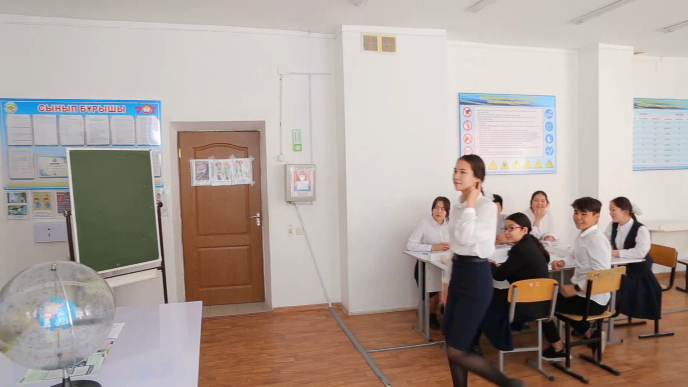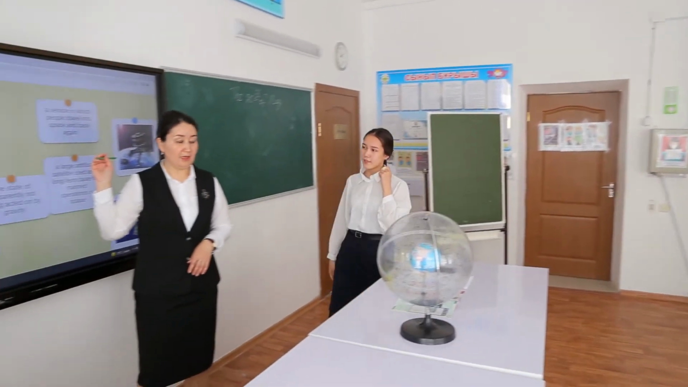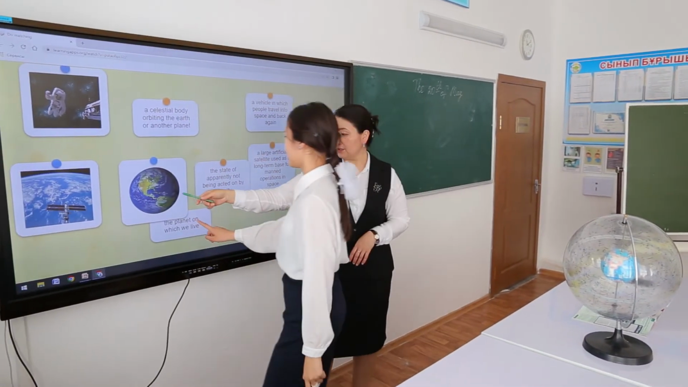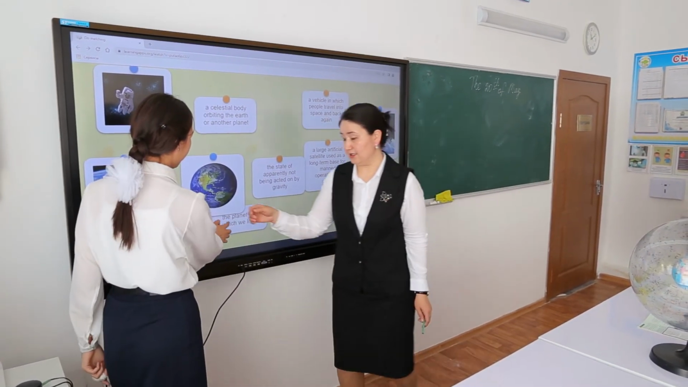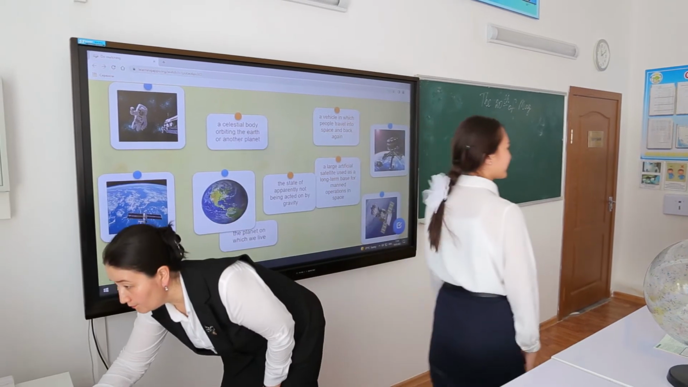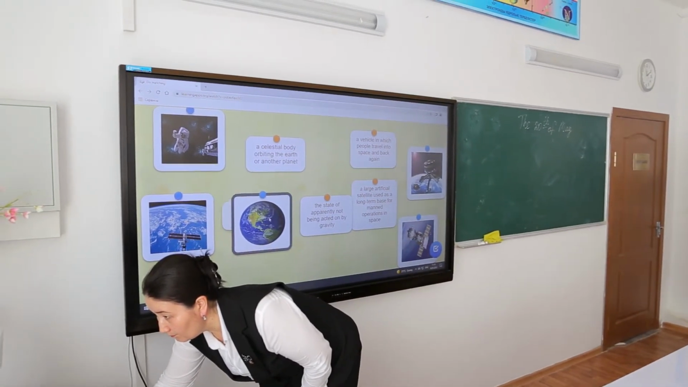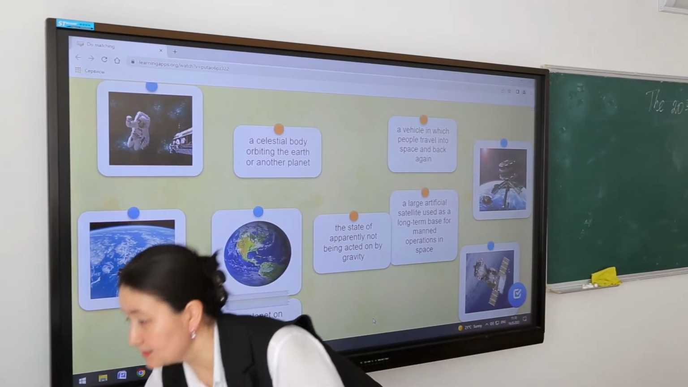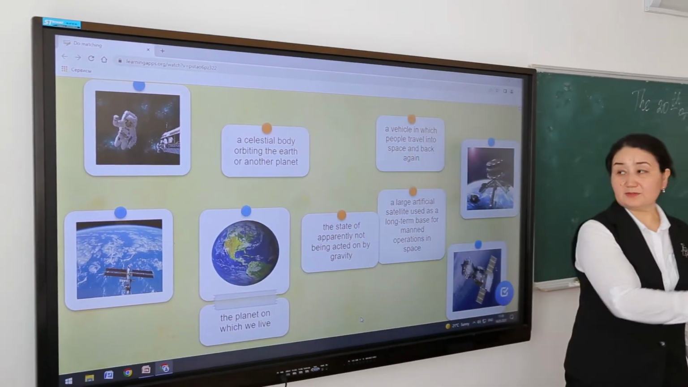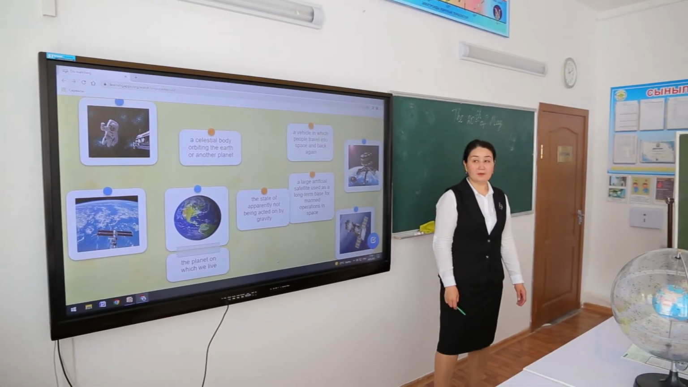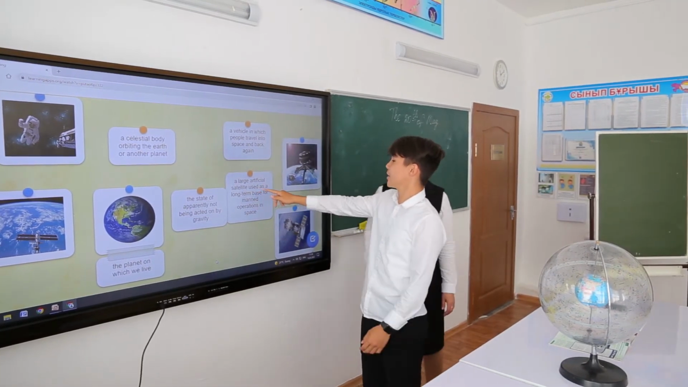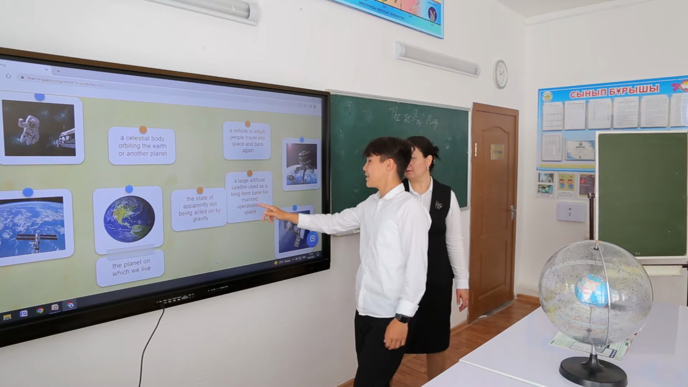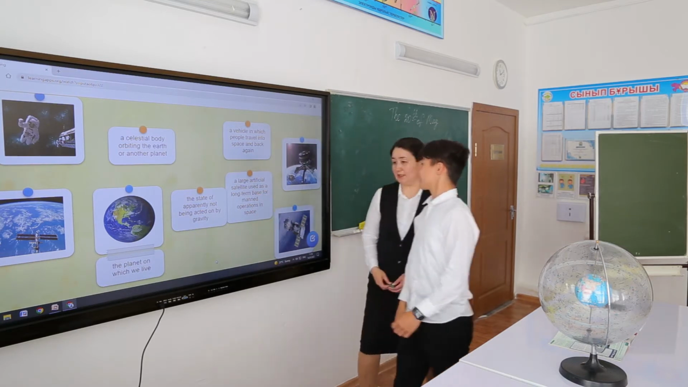Jose, please. Choose one of these photos and find the definition. Earth, the planet on which we live. Okay, let's match. Okay, the next one. Space station. Artificial satellites use it as a long-term base for manned operation in space. Okay, let's match.